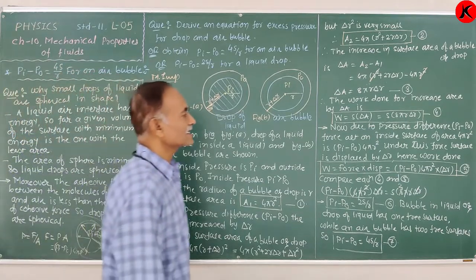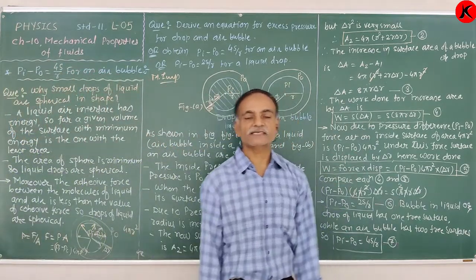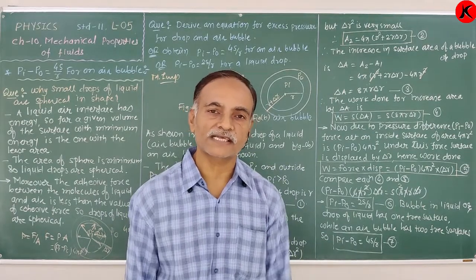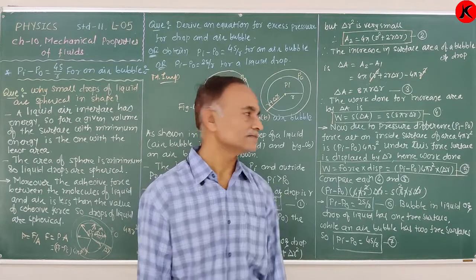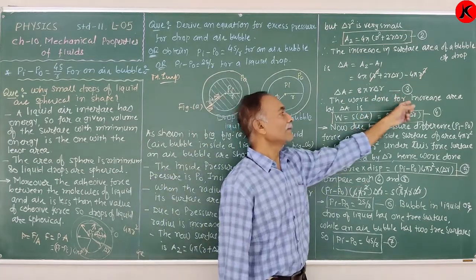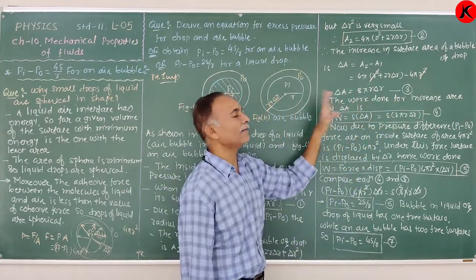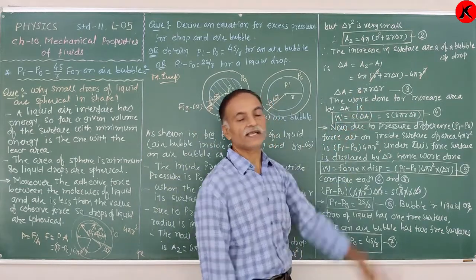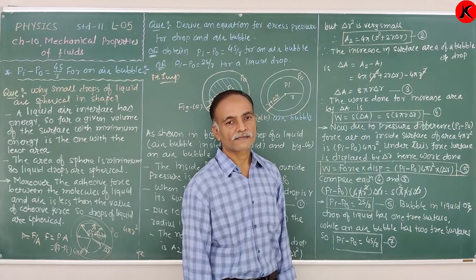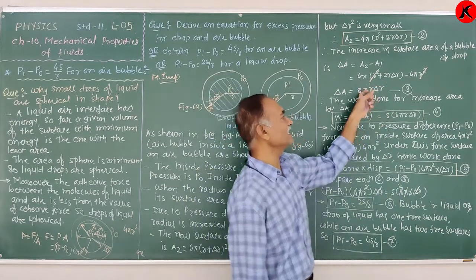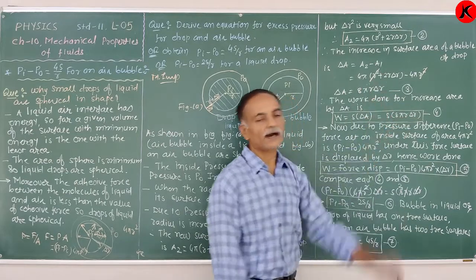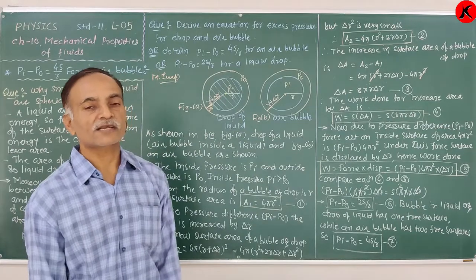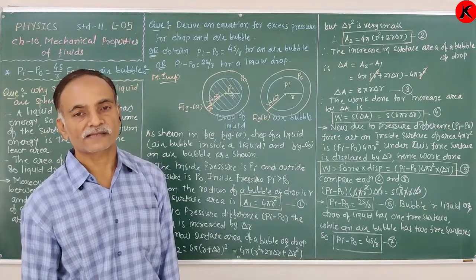Now comes the definition of surface tension. Surface tension is work done per unit area. Therefore, work done is equal to surface tension into change in area. Therefore, the work done for an increased area delta A is W is equal to surface tension into delta A. Therefore, W is S into the increase in area, 8 pi R delta R. So this way we obtain the equation of the work done by the first method.